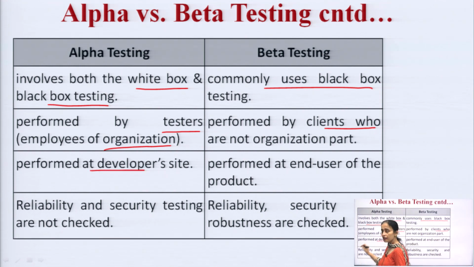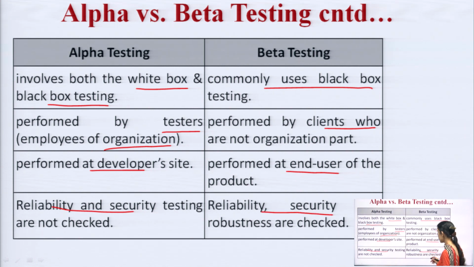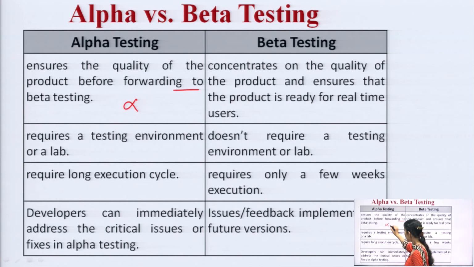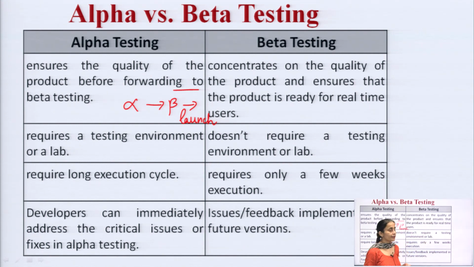Alpha testing is performed at the developer side, and beta testing is performed at the end user side. The main aim of alpha testing is to provide reliability and security; here reliability, security, robustness, everything is checked. It ensures the quality of the product before we proceed to beta testing. Once we are over with the alpha, we proceed to beta and then we launch the first version of the software.